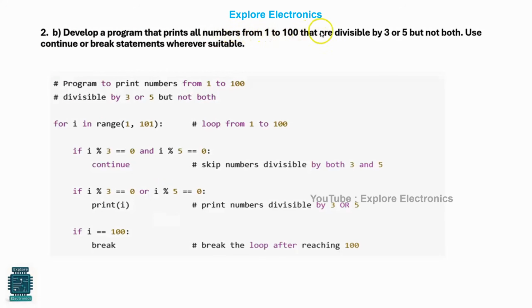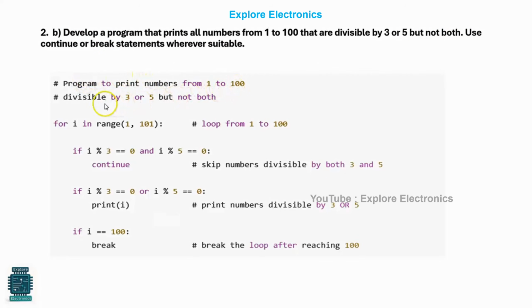Develop a program that prints all numbers from 1 to 100 that are divisible by 3 or 5 but not both. Use the continue or break statement whenever suitable. Let us see here. We have to print all the numbers from 1 to 100 which are divisible by 3 or 5, not both. We have to use continue and break statements whenever possible.